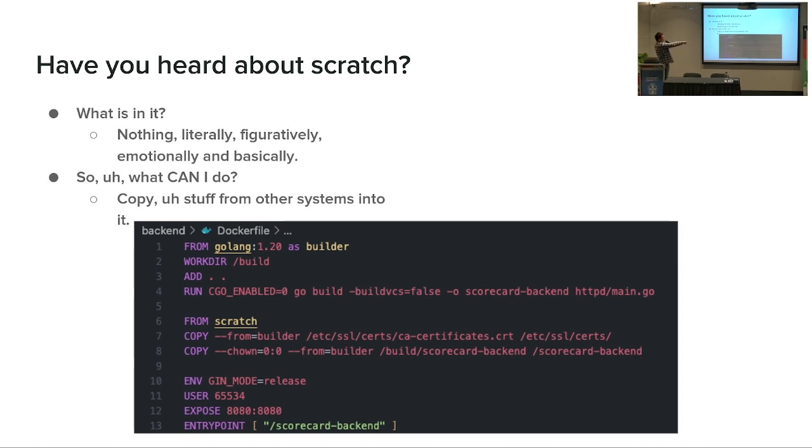So on line 4 there, where I've got CGO enabled, what that's doing is telling the Go builder to take everything that it needs to run independently, so that it doesn't need any of the operating system dependencies that it might usually depend on.